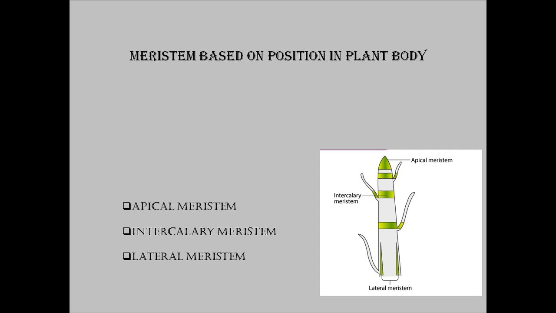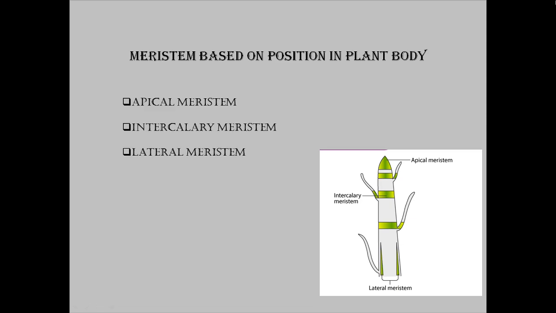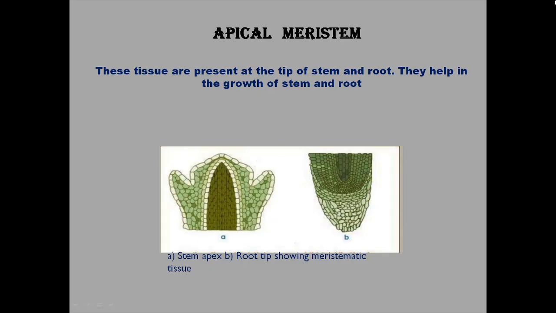Now coming to the next classification, based on position. On the basis of position, it is again categorized into three types: apical meristem, intercalary meristem, and lateral meristem. What is apical meristem?